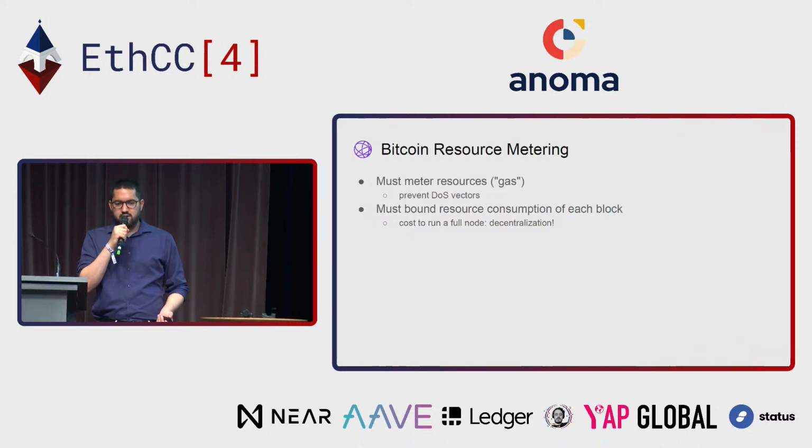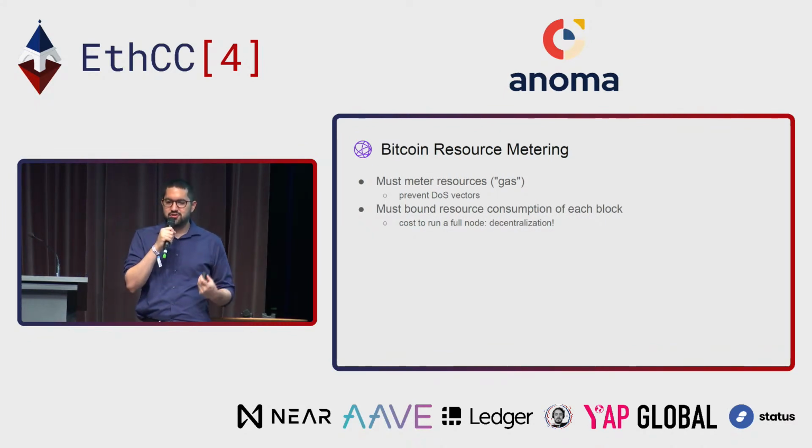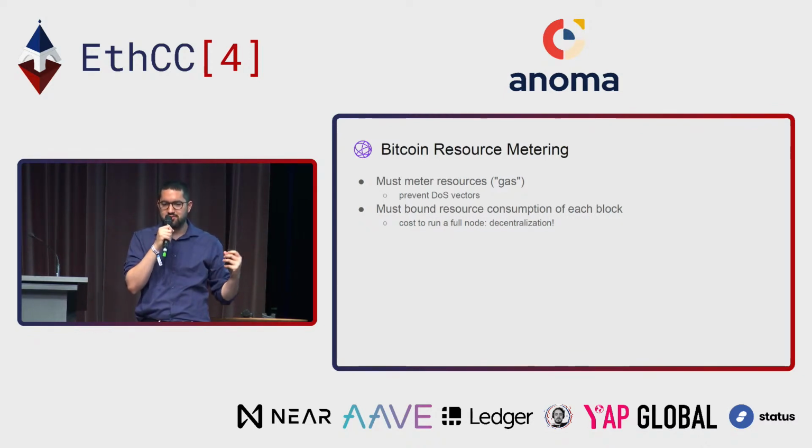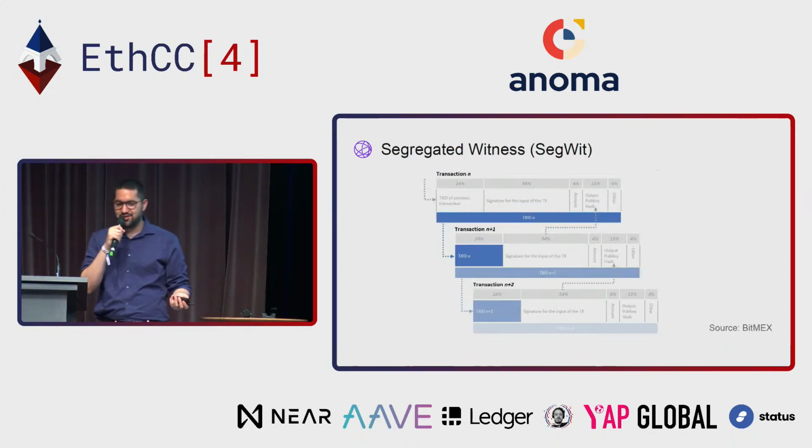OK, so we'll see this slide a lot because it's the key of the talk. But you need to meter resources, again, to prevent DOS vectors. So how does Bitcoin meter resources first? And second, how does it bound the consumption of the resources in each block? And we need this notion of gas, which might be a bit confusing if all you do is listen to Bitcoin maximalists who talk about block size, because Bitcoin doesn't have a notion of gas, right? It just has bytes, or does it?